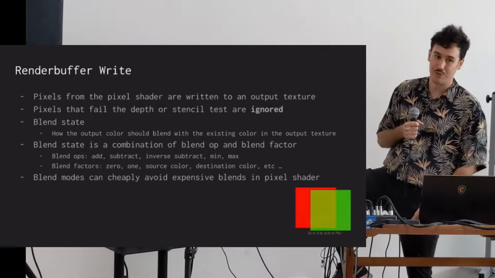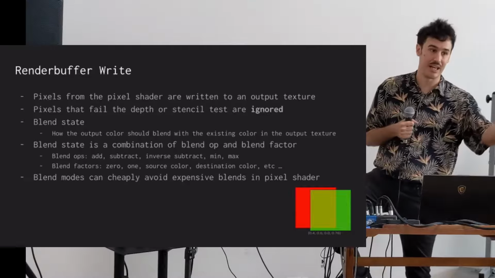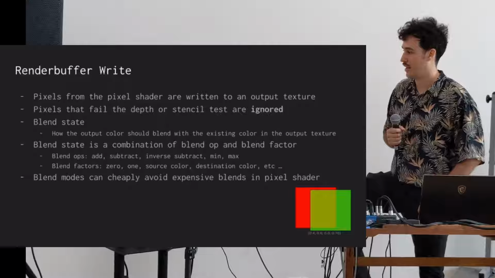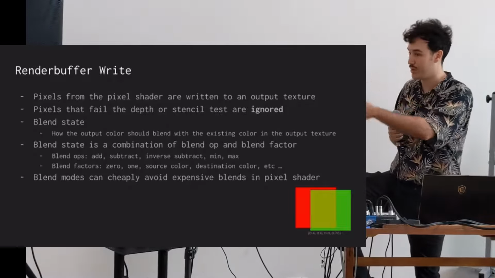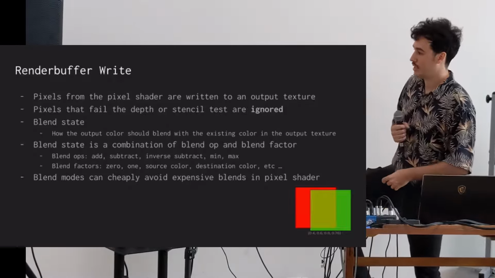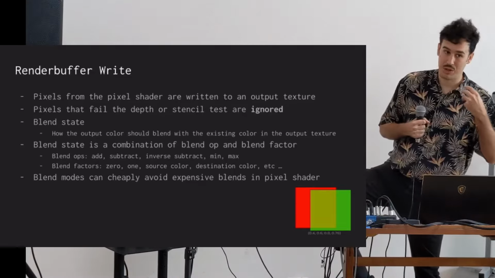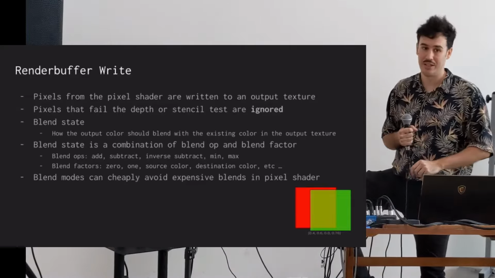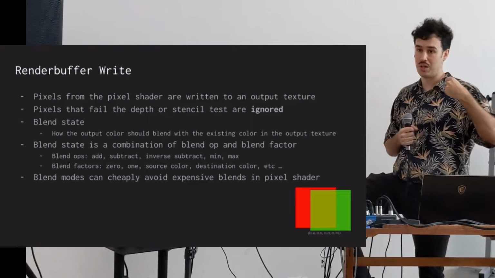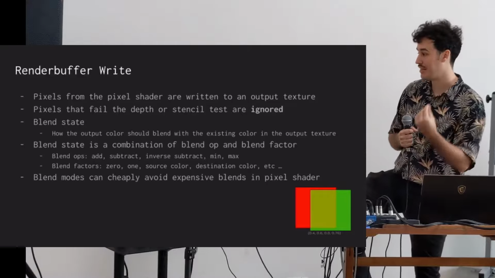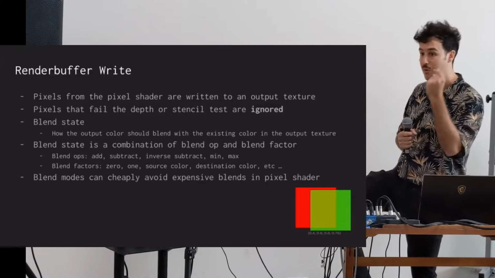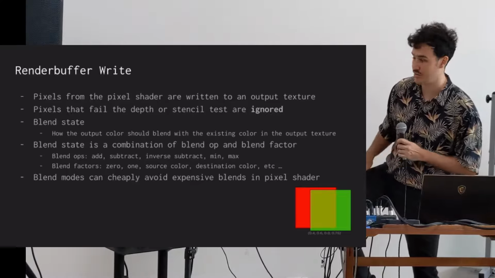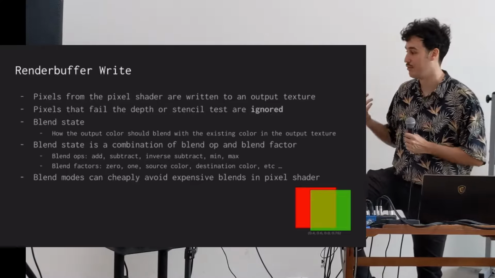Finally, once we get an output from the pixel shader, we're actually going to write that color into a texture. This is the renderbuffer write process. Again, pixels that fail the test are ignored. We don't have to write to them. The main thing about this process is that you have a blend. There might be a color already in that buffer, right? So what happens when you write a new color on top of that? That's what the blend state is going to define. It's going to define how the output is going to blend with the color that's already in the texture. This is a combination of something called a blend operation and a blend factor.